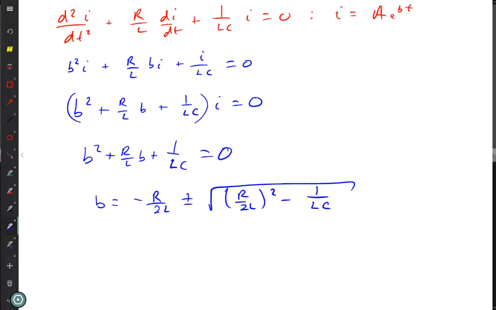This is not something we're going to have to do on the test. That's correct. But I'm showing you the complete solution if you had a transient RLC circuit.